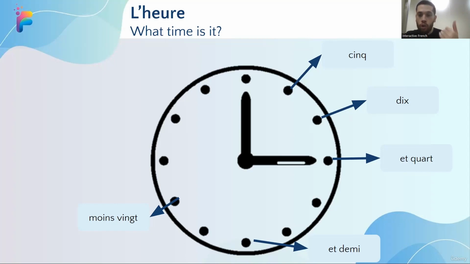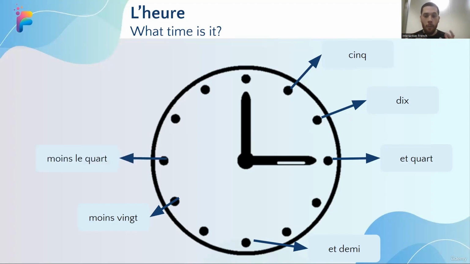240 would be 3h moins 20. 340 would be 4h moins 20, so on and so forth. Okay, so that's the idea here with the moins. So we have it with moins 20.